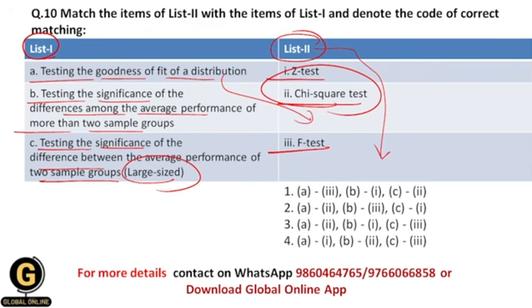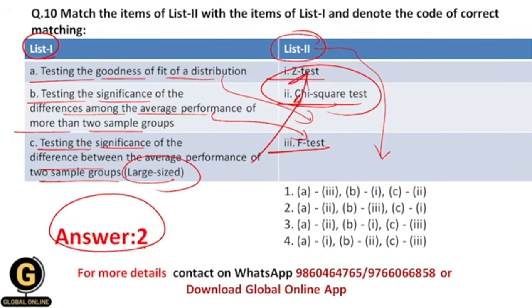Okay, and earlier in the previous question itself we have seen that whenever I need to test for the differences among the performance of more than two sample groups, then in that case I can use F test, and that's why here B will go for 3, and obviously the remaining option C will go for 1, which is Z test, and that's why your correct answer should be 2 over here. So you can see here A will go for 2, B 3 and C 1. Okay, so this should be your correct answer.